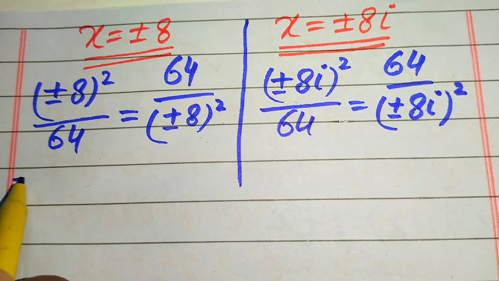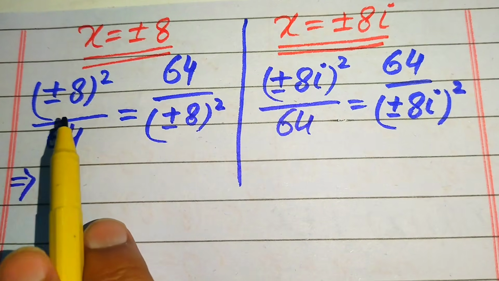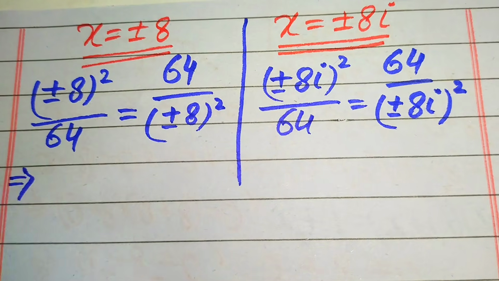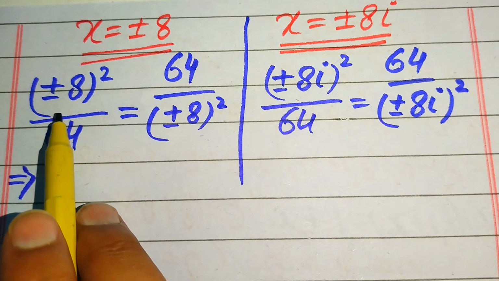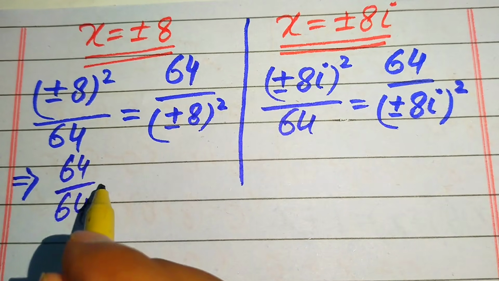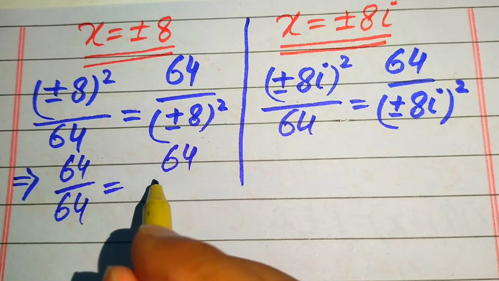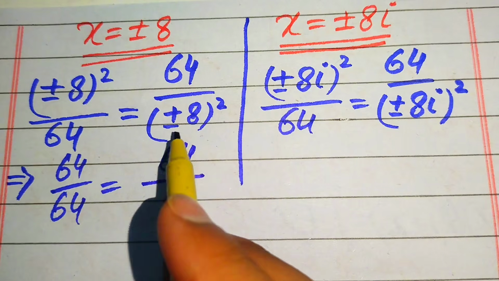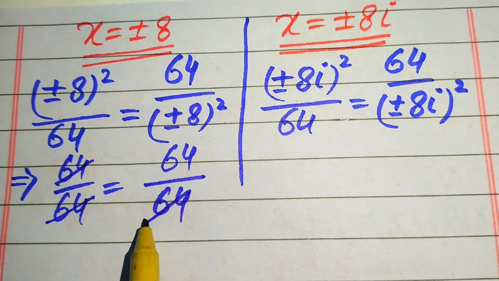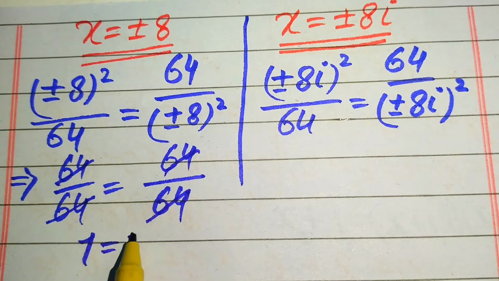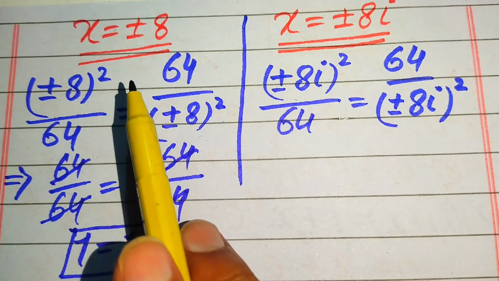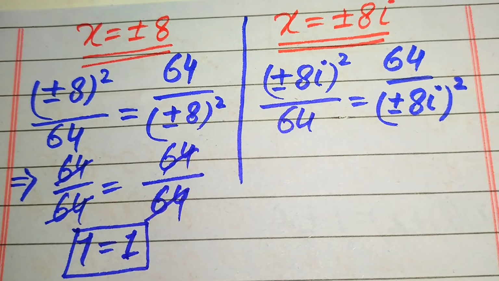You very well know that when we apply the square on a positive or negative term, it always gives us a positive answer. So we know that the square of plus minus 8 becomes 64, so 64 divided by 64 equals, again, 64 divided by (plus minus 8) squared, which becomes 64. So this and this term are gone, this and this term are gone, and you easily see here we get 1 equals 1.